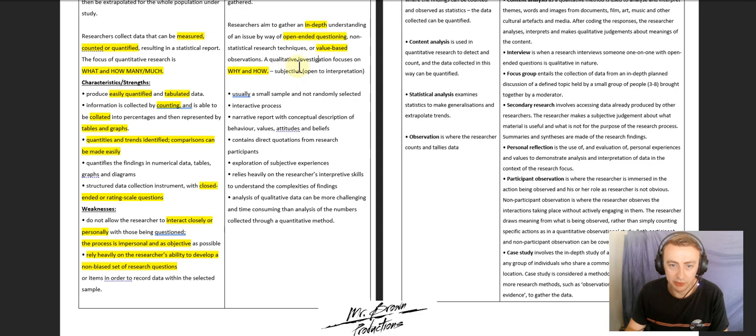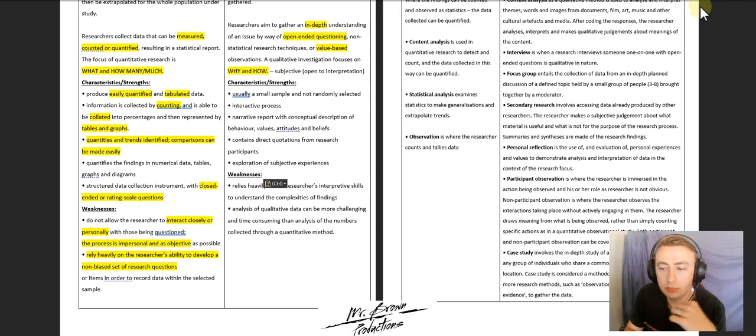So some characteristics and strengths of qualitative research are the following. You usually have a small sample, so it's not randomly selected. That's a characteristic, but it's also a strength, because a small sample allows you to get it done in a more time efficient way. If you were to do a large sample of qualitative research, it would take a long time, and that's almost kind of a weakness, which we'll get to later.